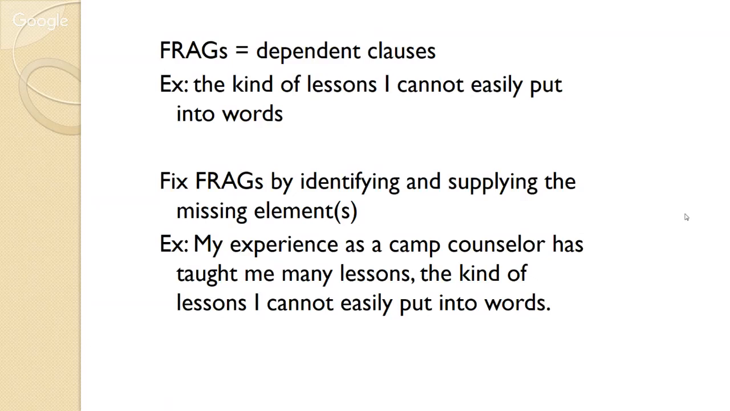My experience as a counselor has taught me many lessons, the kind of lessons that cannot easily be put into words. There you go. That's the easiest way to fix a fragment, is to combine it with the preceding or following sentence with a comma. You could also use what's called a conjunction. Conjunctions are connecting words like and, but, and or. And if you review conjunction, junction, what's your function, that will help you remember it. But you could use the comma instead, because that's what commas are used for.